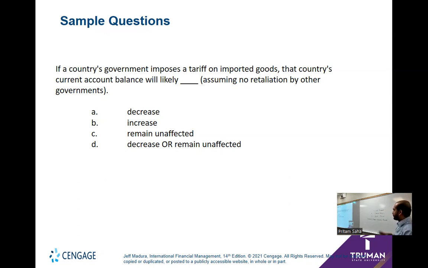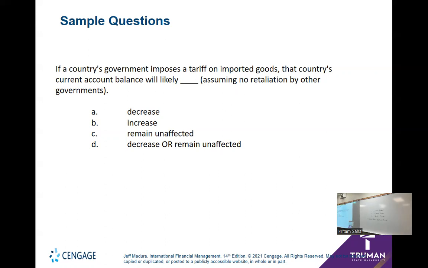Make sense? But for retaliation, it's really a complex answer. We have to account for a lot of factors that are going to affect the volume of these two components. But good questions and good discussions. So anything else? So good so far.